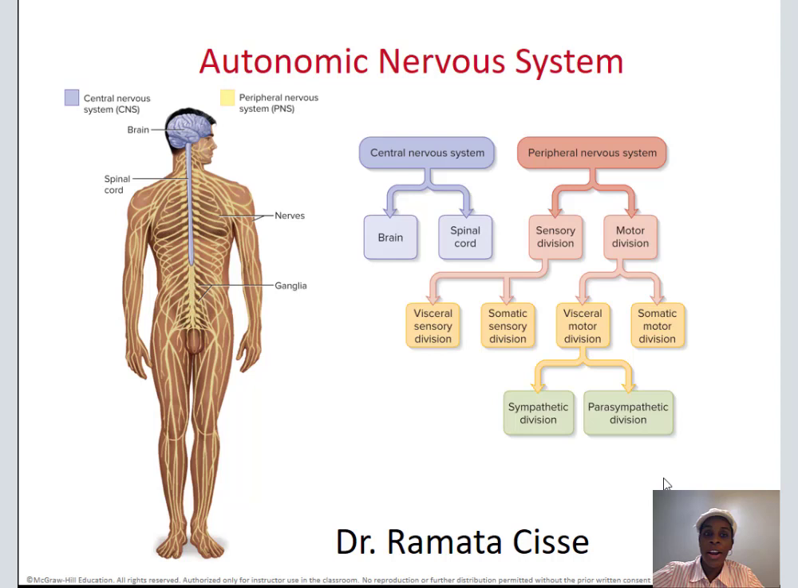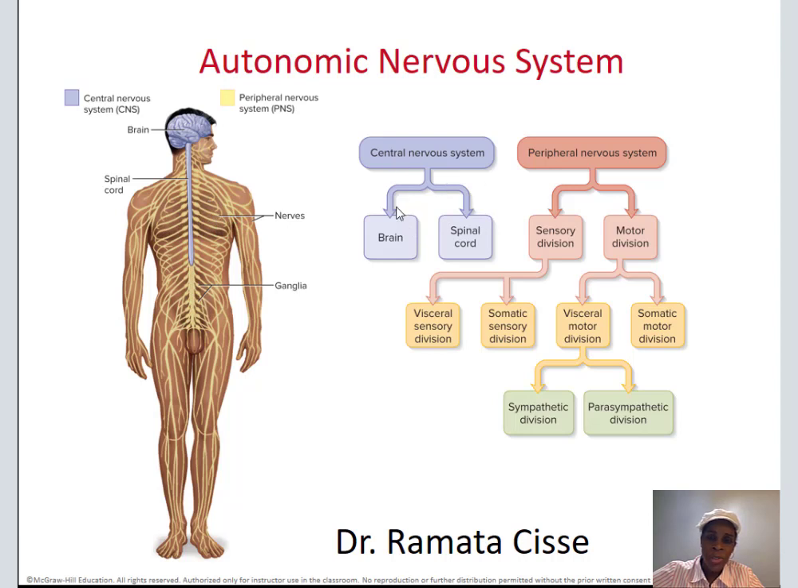Today we'll talk about the autonomic nervous system. Let's present the nervous system in general. You see here the whole nervous system. The blue is the central nervous system with the brain and spinal cord. The yellow is the peripheral nervous system made out of the cranial nerves and the spinal nerves.